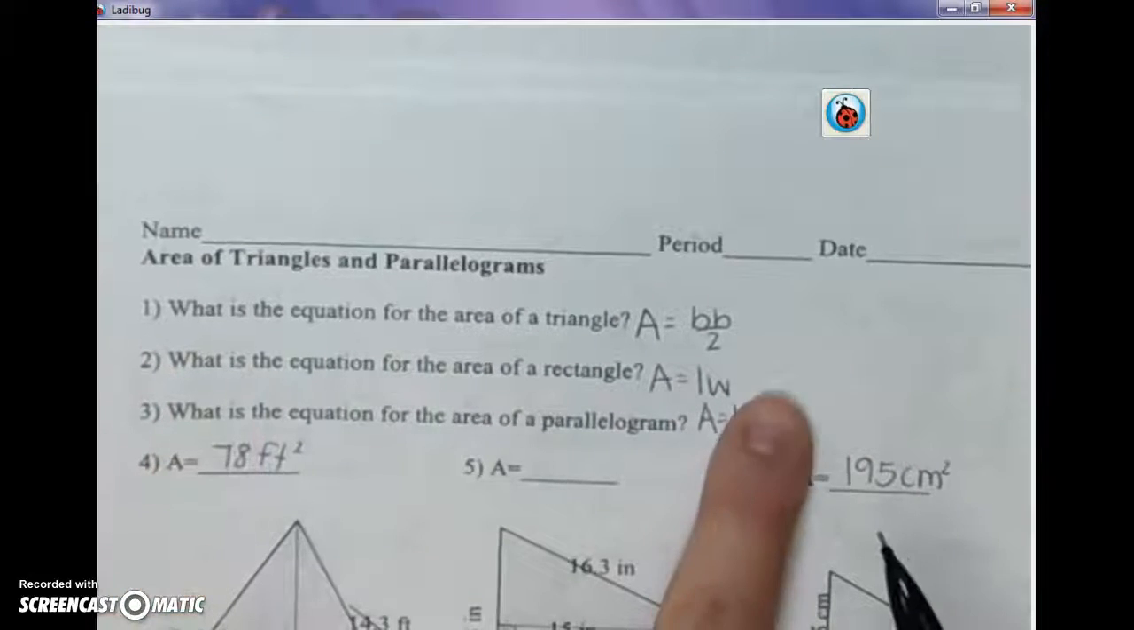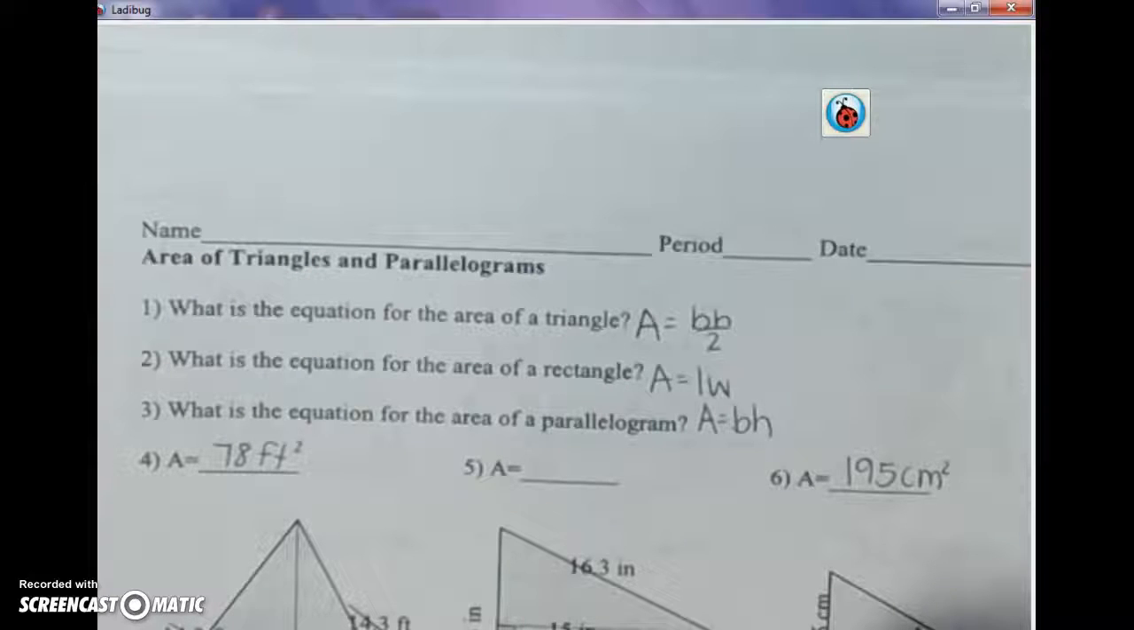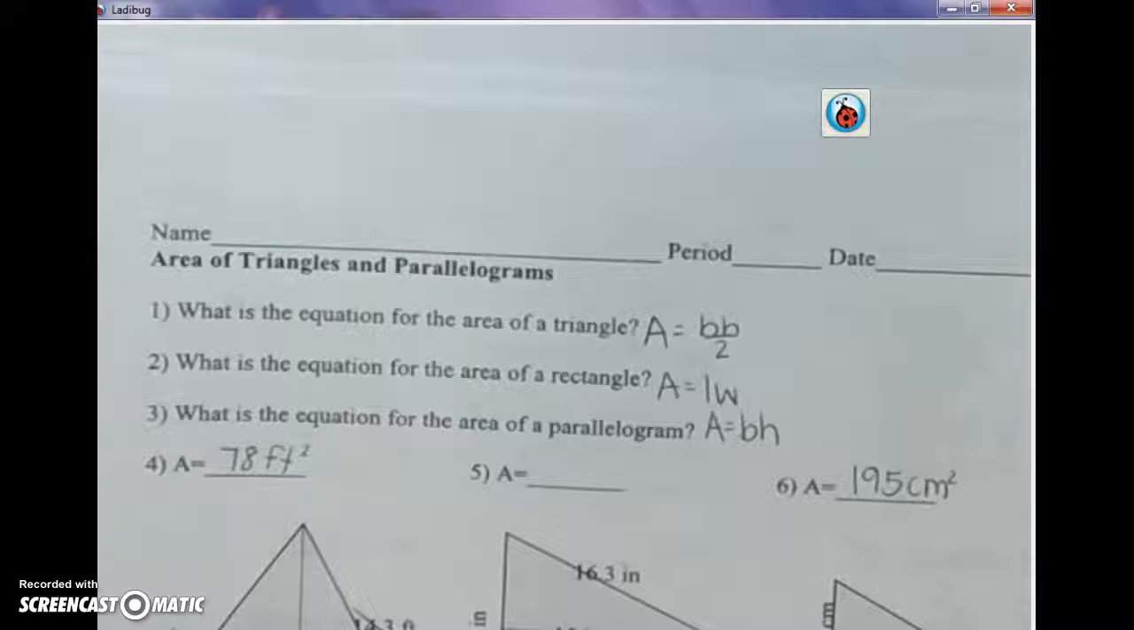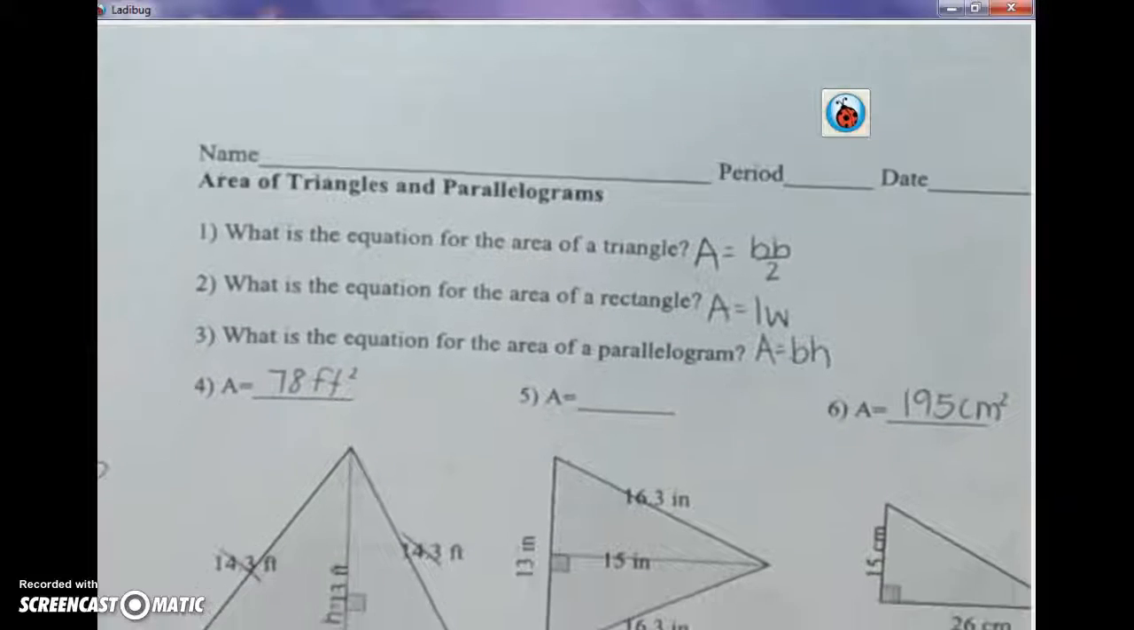Number 1, you should have A equals B times H divided by 2. Grace, get out. Number 2, what is the equation for the area of a rectangle? We have area equals length times width. And number 3, what is the equation for the area of a parallelogram? You have A equals base times height. Now let's start going over the problems.